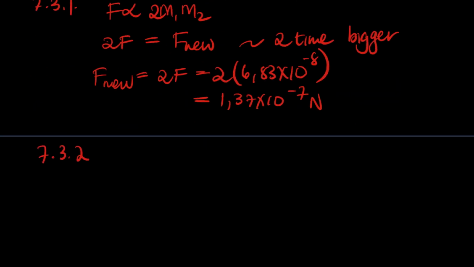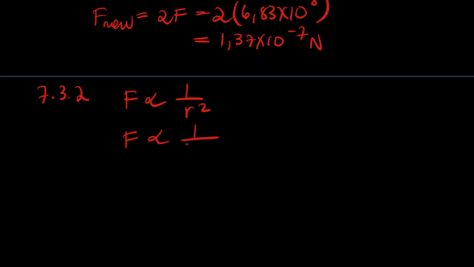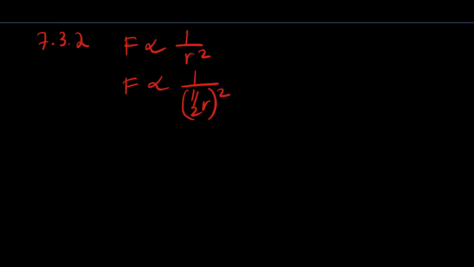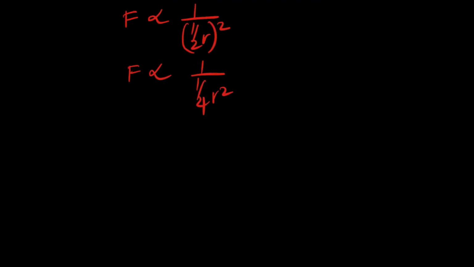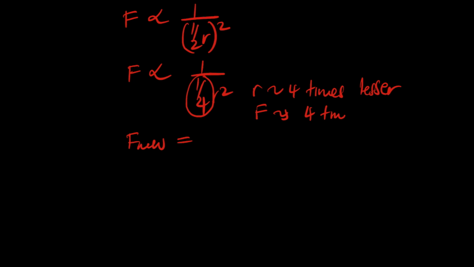7.3.2. If you're halving the distance, let's look at that. The force and the distance squared are inversely proportional. So if we are halving the distance, we put half r squared there, which means it's going to be 1 over 4r squared. So the distance squared is 4 times smaller, and because there's an inverse proportionality, the force is going to be 4 times bigger. So the force is going to be 4 times.